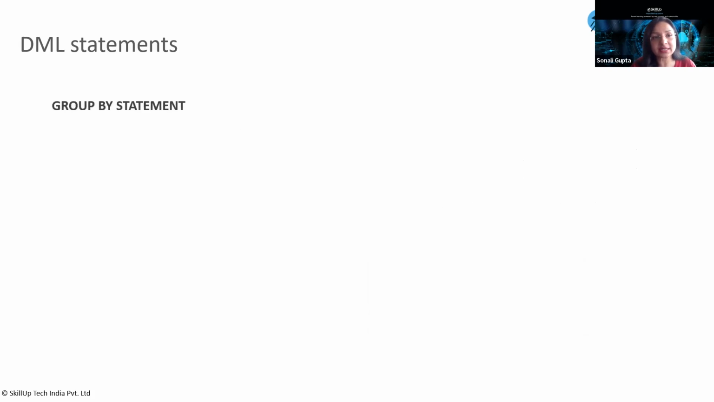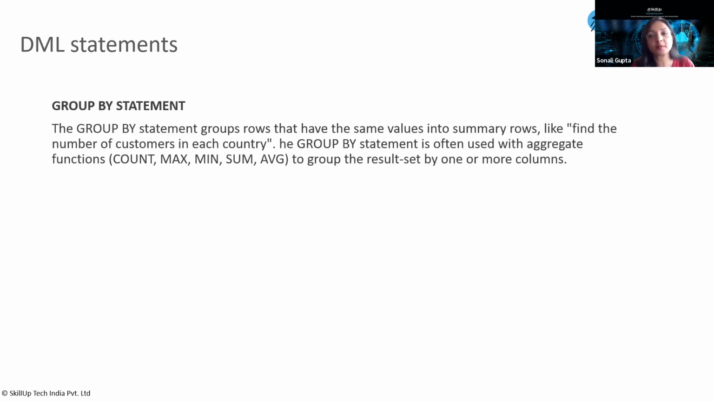The next DML statement is the group by statement. So what does group by do? Group by basically retrieves the data from the table, grouping them on a particular column. And there are a number of aggregate functions that we use with group by, for example count, max, min, sum, or average. So if we want the maximum of a particular column, the count of that column, or the minimum value from that column, the group by clause helps you perform that function in the select statement.